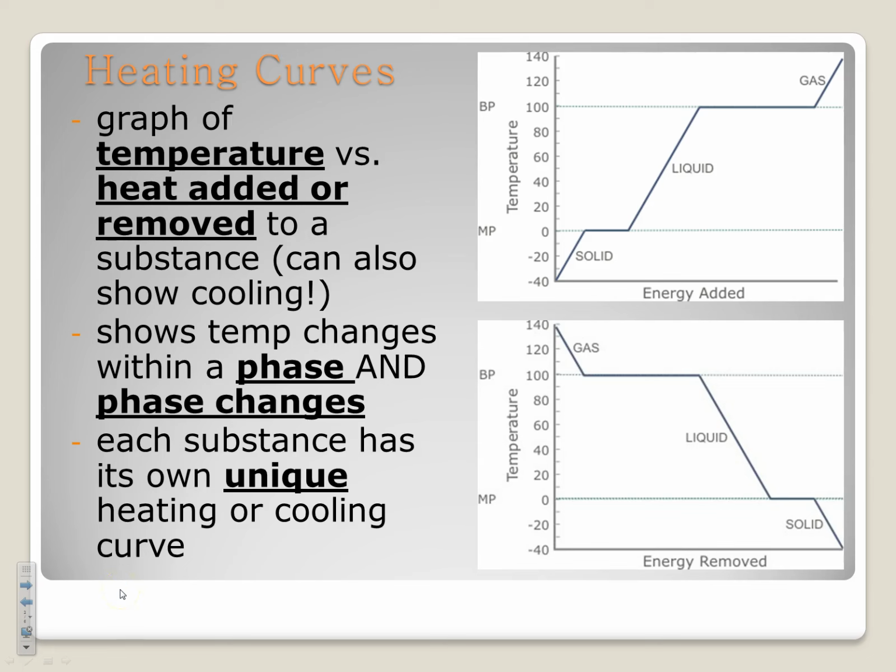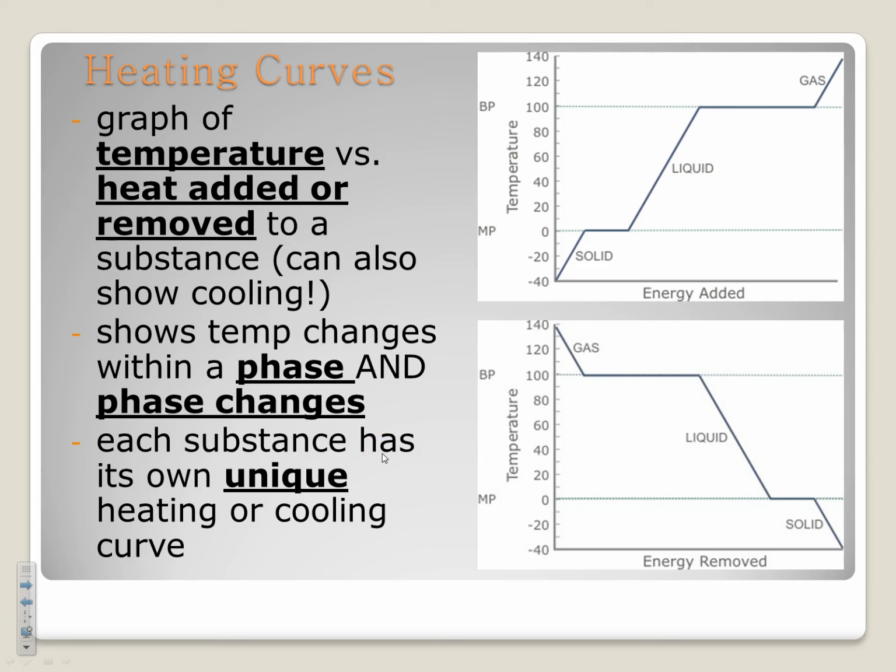Okay, so thinking about it and looking at the temperatures that we have associated here, the crucial numbers are the melting point at 0 and the boiling point at 100. So you might have identified that that goes right along with water. And that's actually what these heating curves are for.